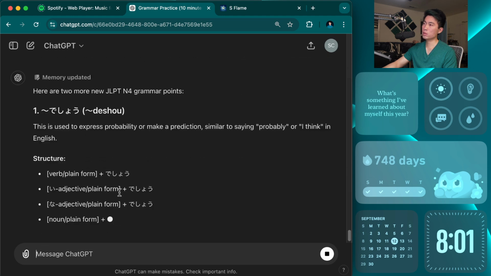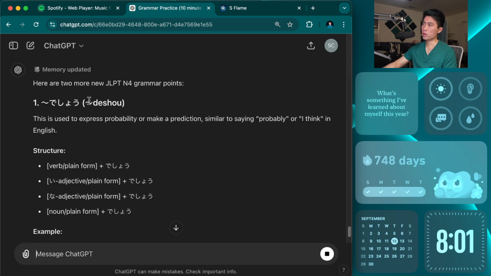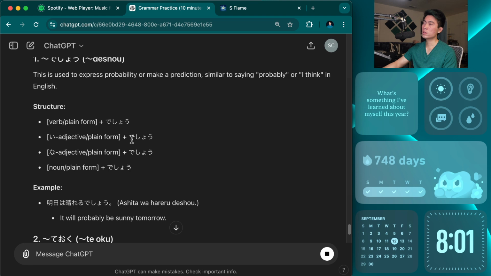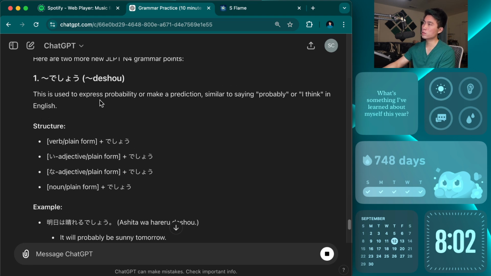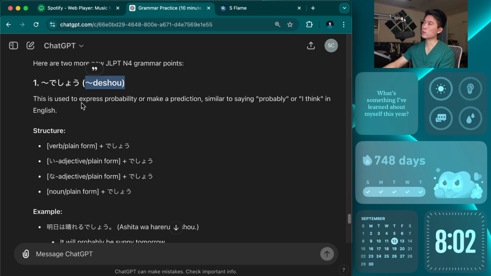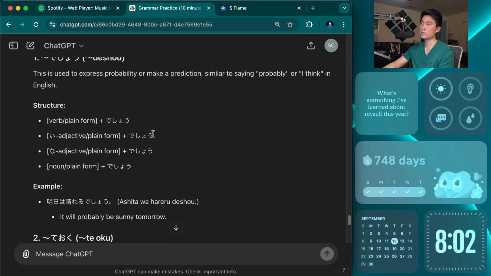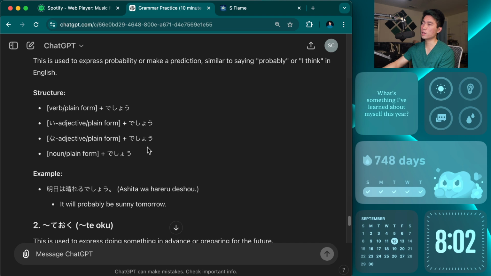All right, でしょ. My girlfriend says that one a lot. So I think I have a good sense for it. There's different ways of using it though. She doesn't use it in the probably or I think fashion. She uses it more as like, right, you know? Like am I right? Or like basically indicating that she is right and she's just informing me.